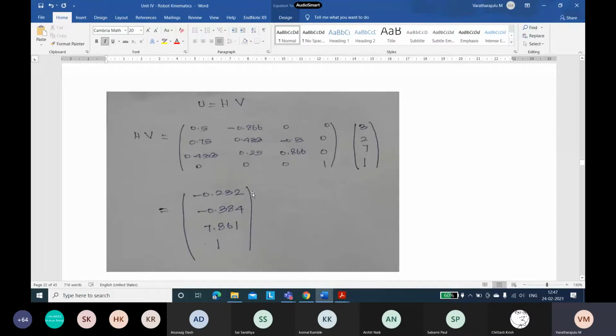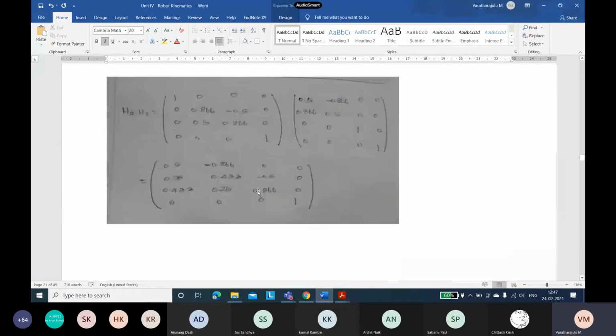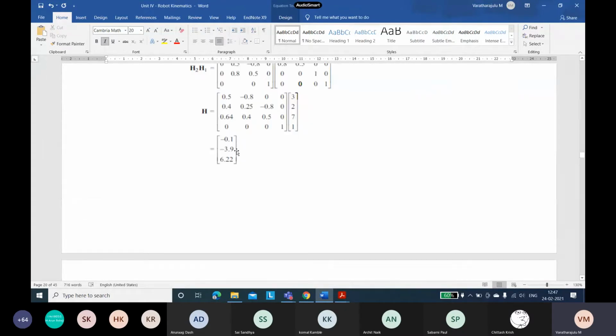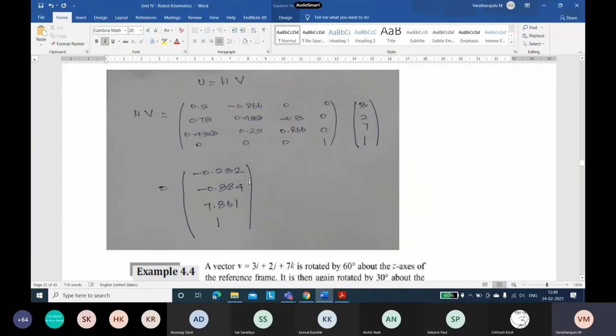See how the answers are different from Groover. See here the minus 0.1, minus 3.9, 6.22. See how the results are varying. Instead of minus 0.1 we are getting minus 0.232. Instead of minus 3.9 we are getting minus 0.384. Instead of 6.22 we are getting 7.862. So we have to be very conscious when dealing with the digits, and this is the result of the above problem.